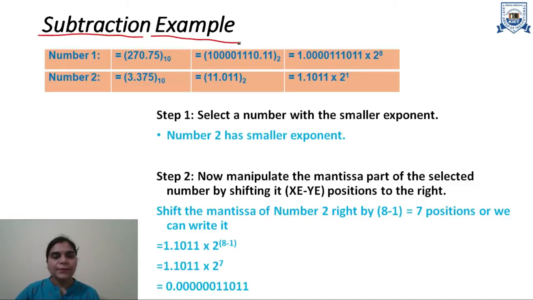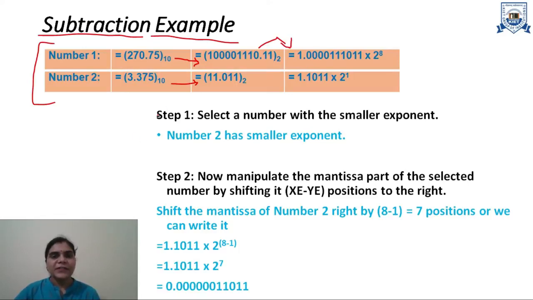Now, a subtraction example. Subtraction can be performed as addition, only the sign of the subtrahend gets changed. Two numbers are given. Number 1, 270.75 in decimal. Number 2, 3.375 in decimal. The respective binary numbers are also given here. Now these binary numbers are represented in floating point representation.